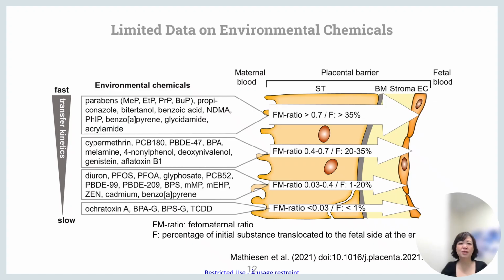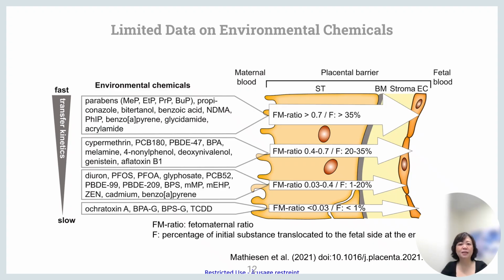Medium transfer has an FM ratio between 0.4 and 0.7, and fetal transfer between 20 and 35%. Limited transfer has an FM ratio between 0.3 and 0.4, and fetal transfer between 1 and 20%. And slow transfer has an FM ratio less than 0.03 and fetal transfer less than 1%.